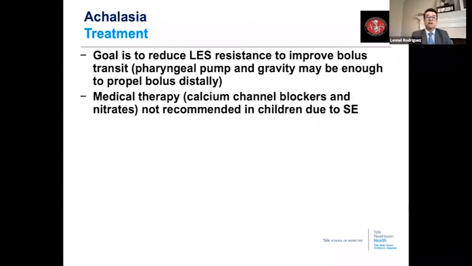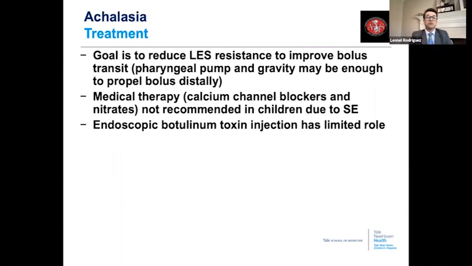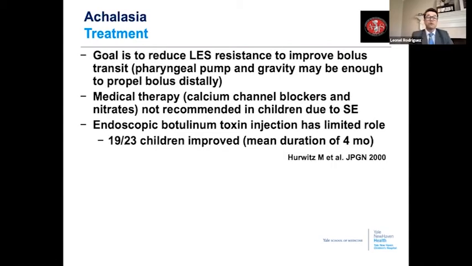Medical therapy is very limited in pediatrics because of the significant side effects and how difficult it is to manage these side effects in children. The use of botulinum toxin injections in children has a very limited role. There are studies that report how useful it is with a mean duration of up to like 4 months. However, we recommend it to be used only as a diagnostic aid.